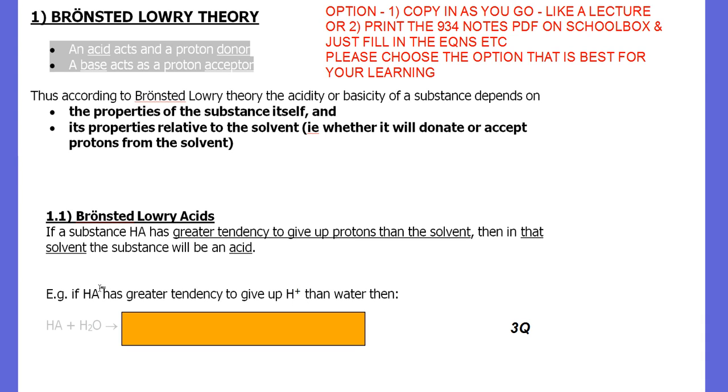So for example, if HA has greater tendency to give up hydrogen ions than water, then when you mix HA and water together, something's going to happen. Here's a good chance to pause the video if you wish and see if you can write down the equation for this. So pause now.